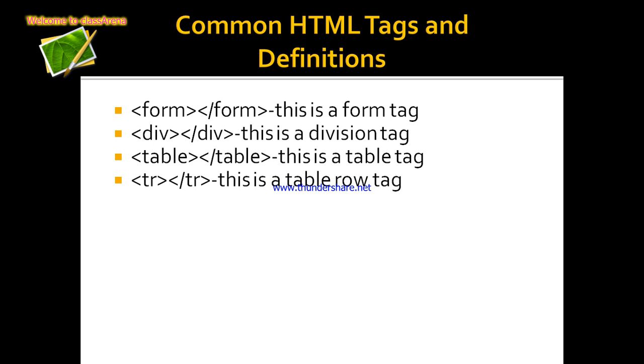Alright, we have the tr and slash tr. This is a table row tag. It's actually describing the row. When you're inserting a new row into a table, you introduce this tag tr, and then at the end of the row you slash it, that is slash tr, and that is it. Very simple, straightforward.